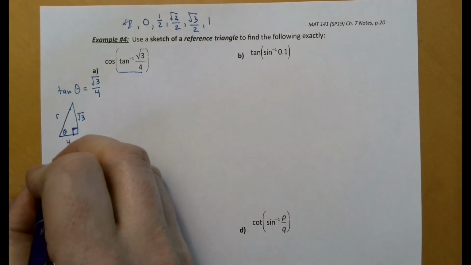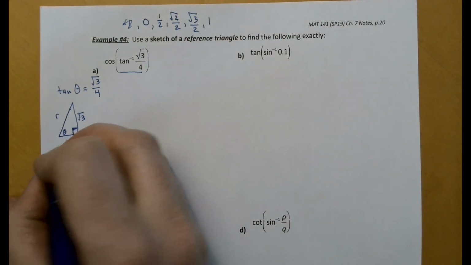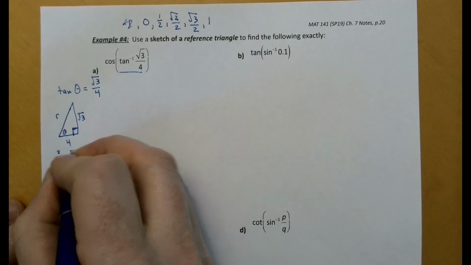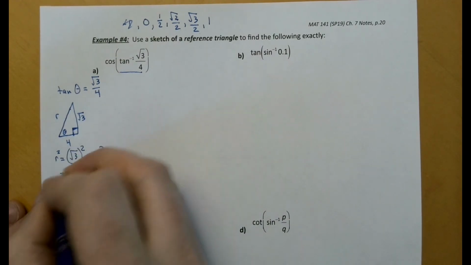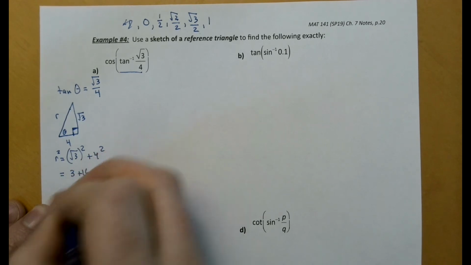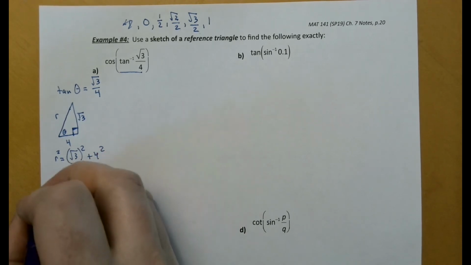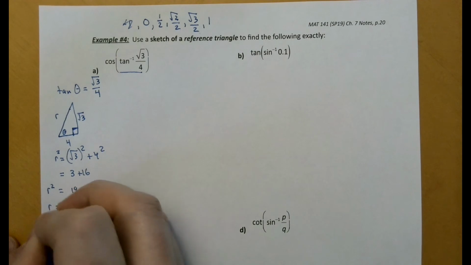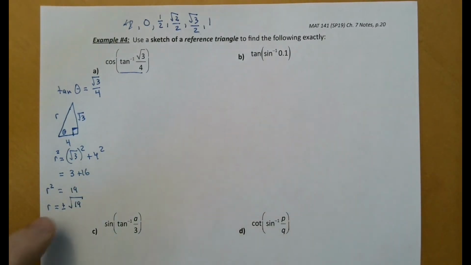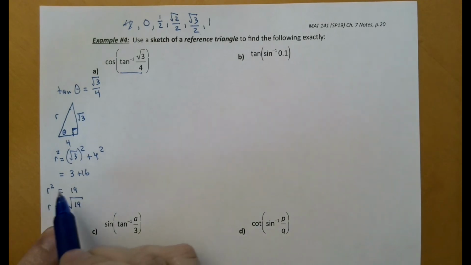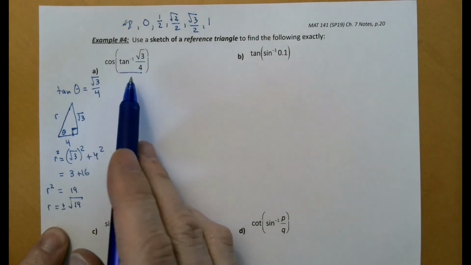So r squared is going to equal the square root of 3 squared plus 4 squared. So that's 3 plus 16, which then is 19, r squared. So r equals plus or minus the square root of 19. The question is, should it be positive or negative based on where this is in the unit circle?